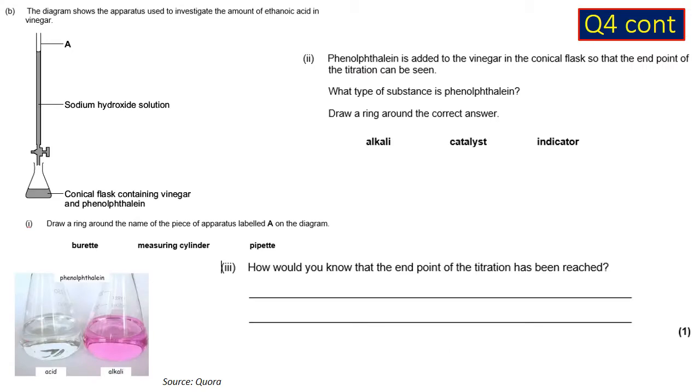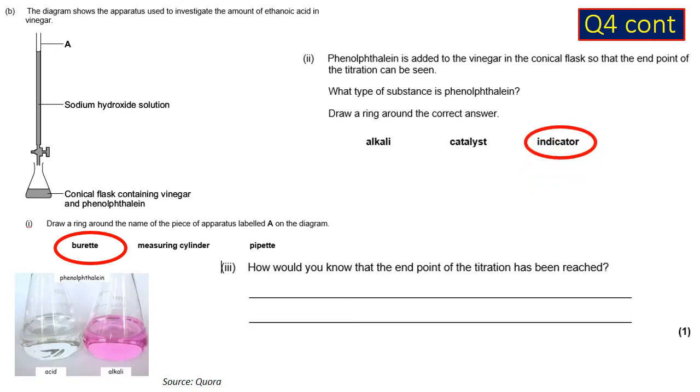So here we are looking at a titration. We've got an experiment set up. We've got some sodium hydroxide solution in that piece of equipment called A, and we've got a conical flask at the bottom containing our vinegar and our phenolphthalein. So draw a ring round the name of the piece of apparatus, which is A, that is a burette. You then ask, what type of substance is the phenolphthalein? And you're told it's been used so we can see the endpoint.